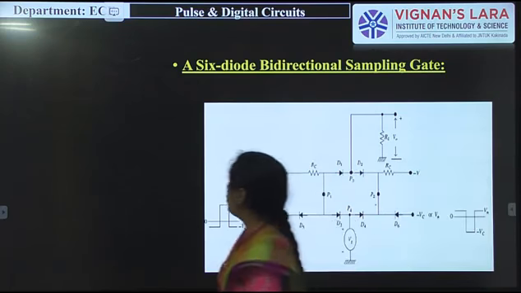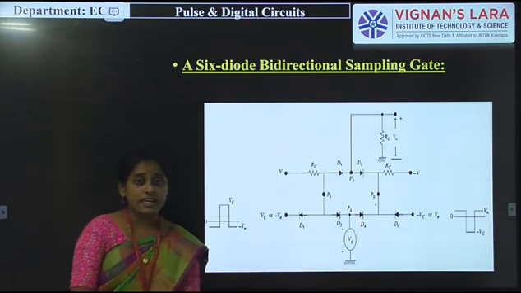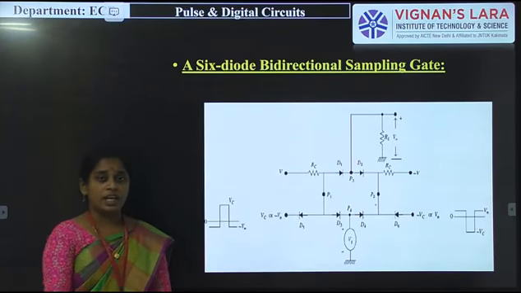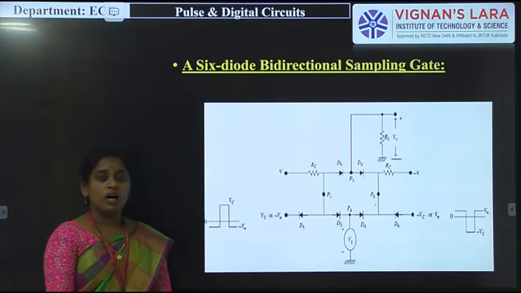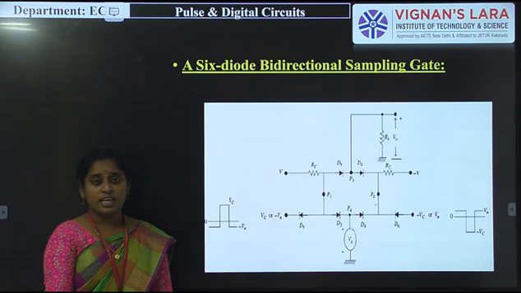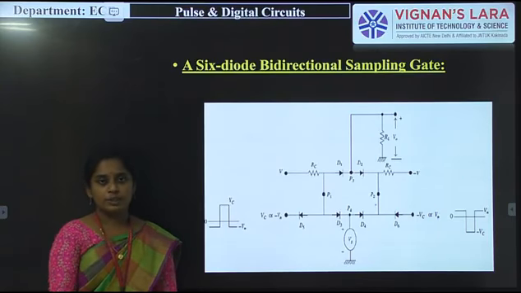So this is about the sampling gates, bidirectional sampling gates. In the next session we will discuss the gain of the 2-diode sampling gate, the gain of the 4-diode sampling gate, and the applications of the sampling gates. We will discuss that in the next class.